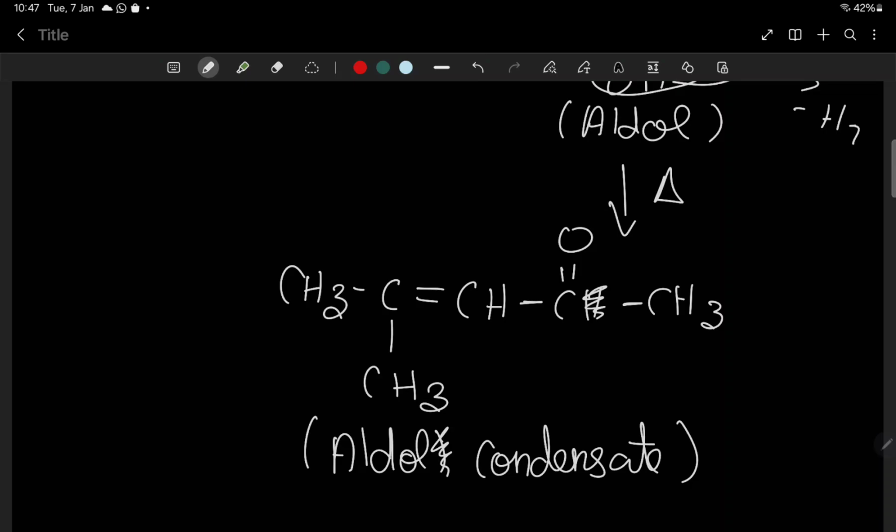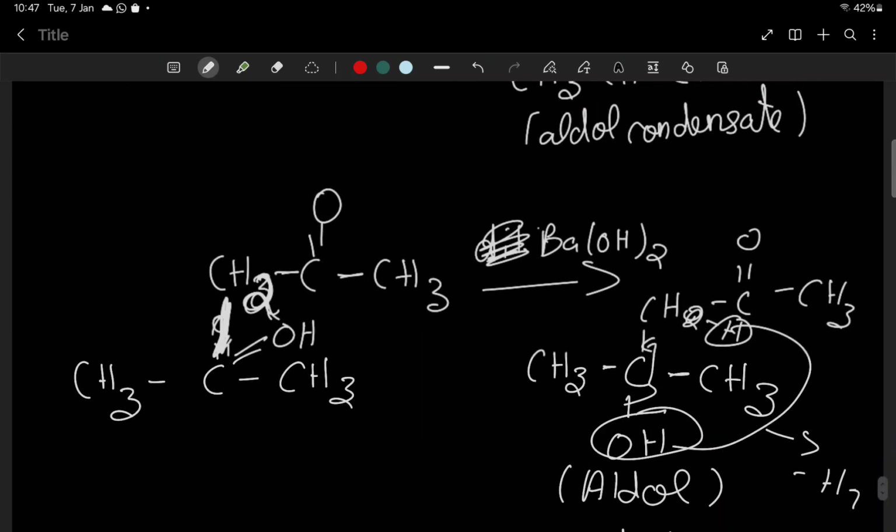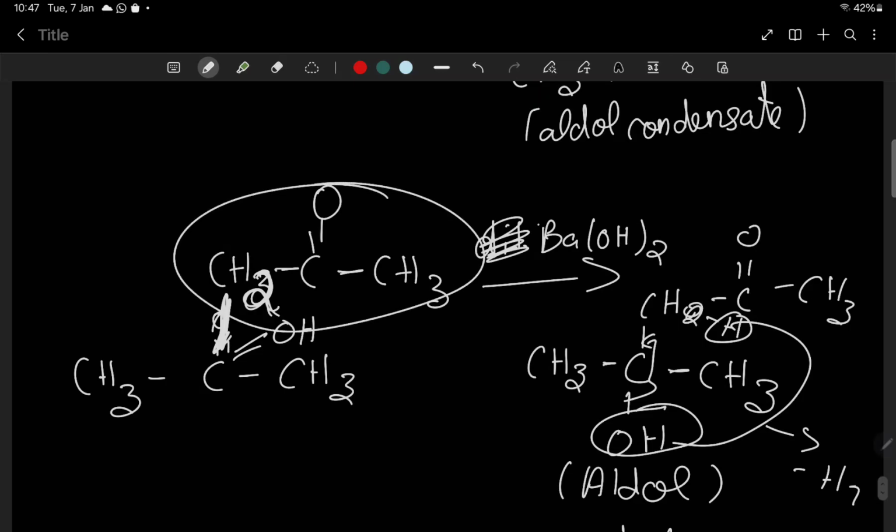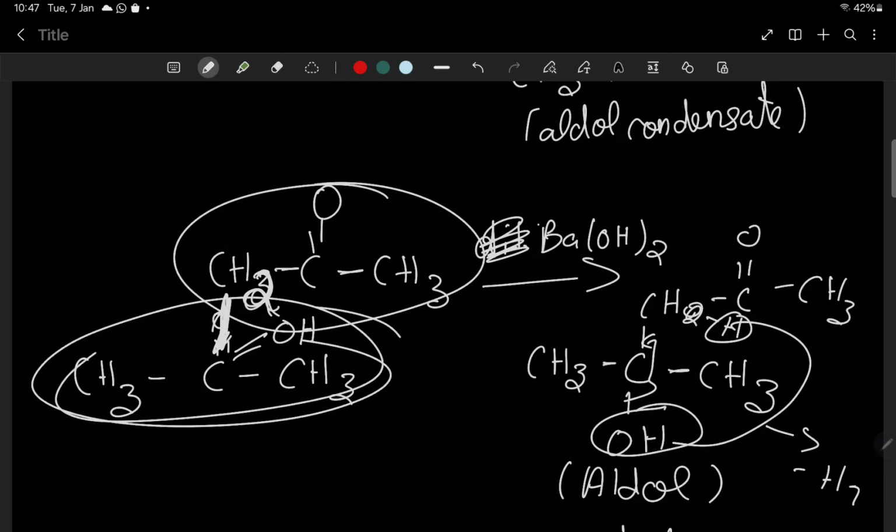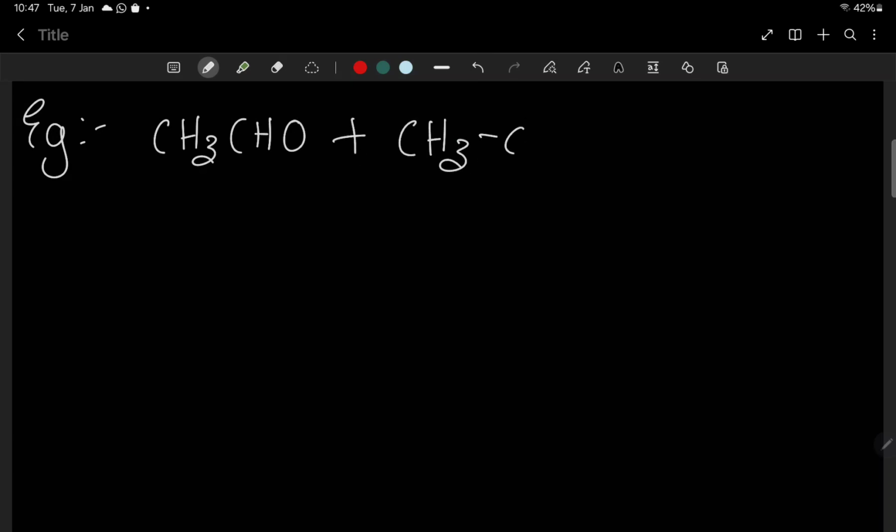So now we will be doing some aldol condensation reactions. Look here. This is acetone, and the other one is also acetone. That is, two acetone molecules are reacting. There can be a cross reaction also. For example, I can take CH3CHO and I can take acetone. These two compounds can be taken and crossed.